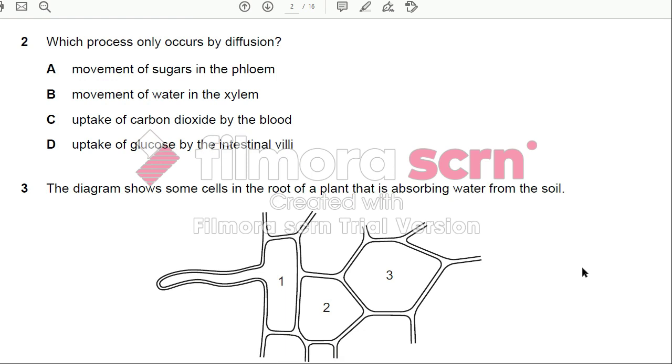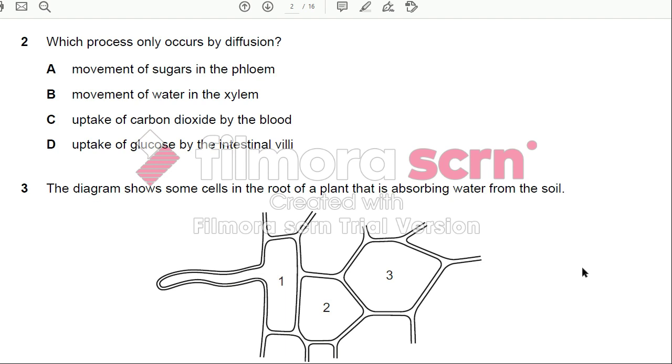Which process only occurs by diffusion? Diffusion actually is a process in which atoms, ions or molecules move from a region of higher concentration to a region of lower concentration, down the concentration gradient. So in these options, for option A, movement of sugars in the phloem, no. Over here active transport is involved.